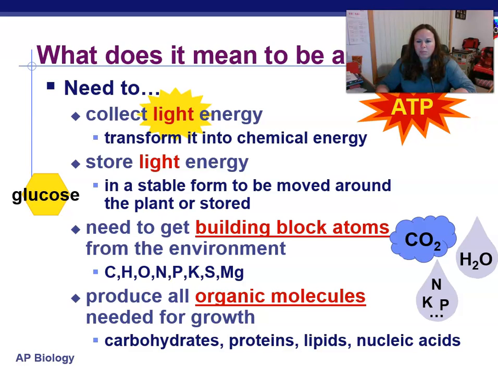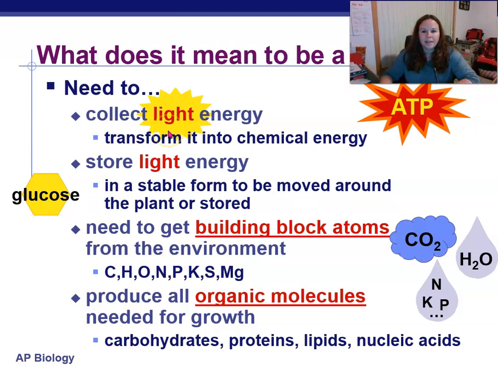So what does it mean to be a plant? Well, you need to collect light energy and transform it into chemicals, which is glucose. You need to be able to store light energy as well, in a stable form. It's glucose, right? And then glucose is kind of a base molecule. You can do a lot of things with it. You can chain it together to make bigger polysaccharides, bigger carbohydrate molecules. And you can quickly break it down into single glucose molecules and then use it for cell respiration. So it is a wonderful molecule, and with photosynthesis, we can make glucose.